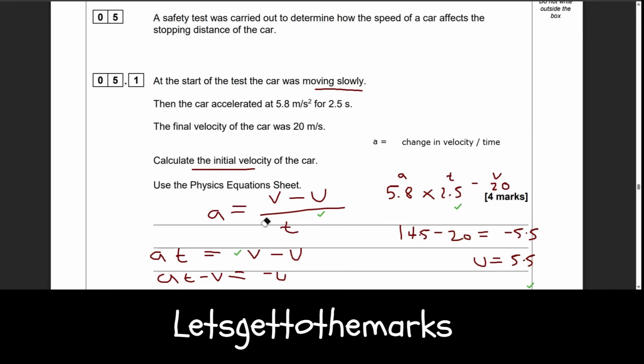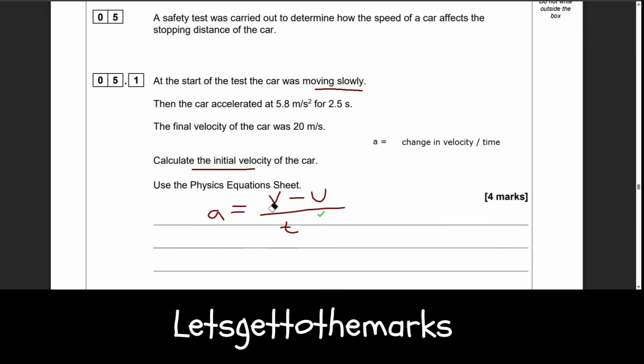A more sensible way to do this, which doesn't involve rearranging it like that. Okay, that way was fine as well, but a more sensible way would be to go like this. A equals V minus U over T. Let's do A times T equals V minus U. So A times T, which is 5.8 times 2.5, gives 14.5, and that is equal to V minus U. So 14.5 is equal to 20 minus U.